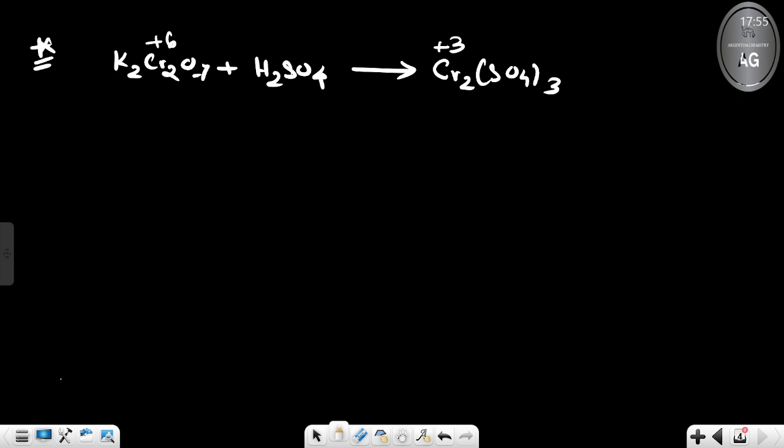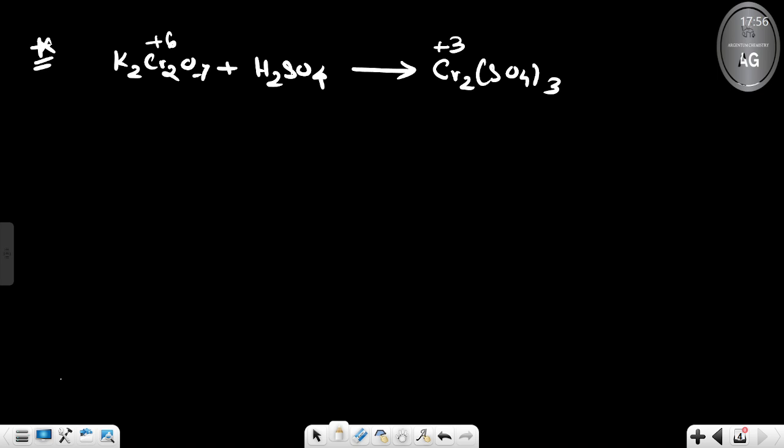Clear? So chromium goes from plus 6 to plus 3 oxidation state. Then how many chromium were there? 2 chromium. So what is the total number of electrons changed? 6, not 3. This is also done in class 11. So the total number of electrons changed will be 6, not 3, because 2 chromiums are there. This short question might be asked in an MCQ or somewhere else. Okay. So the product will be Cr2(SO4)3.